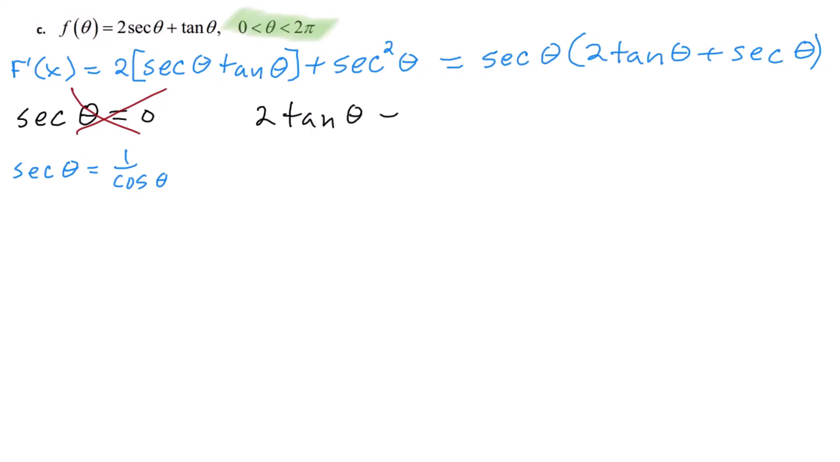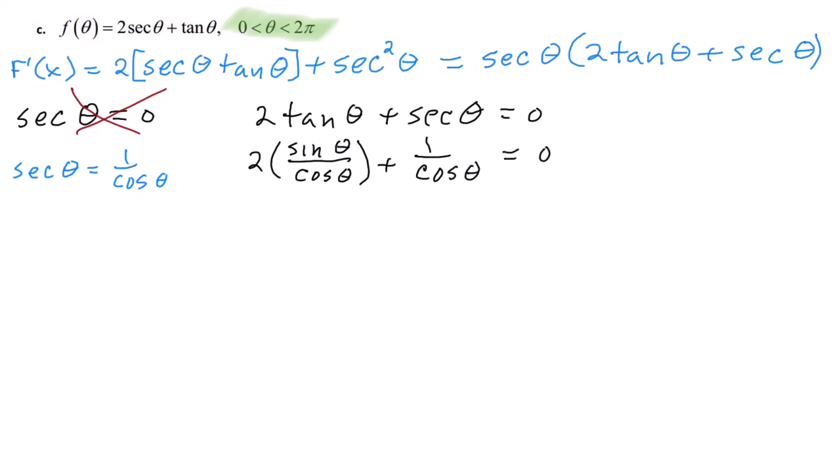and I set it to 0. I have to think a little bit about this one. How do I tie these two things together? And one way would be to change everything to sine and cosine. And I'm looking at those two terms, and I can pull out a 1 over cosine theta. And get this.